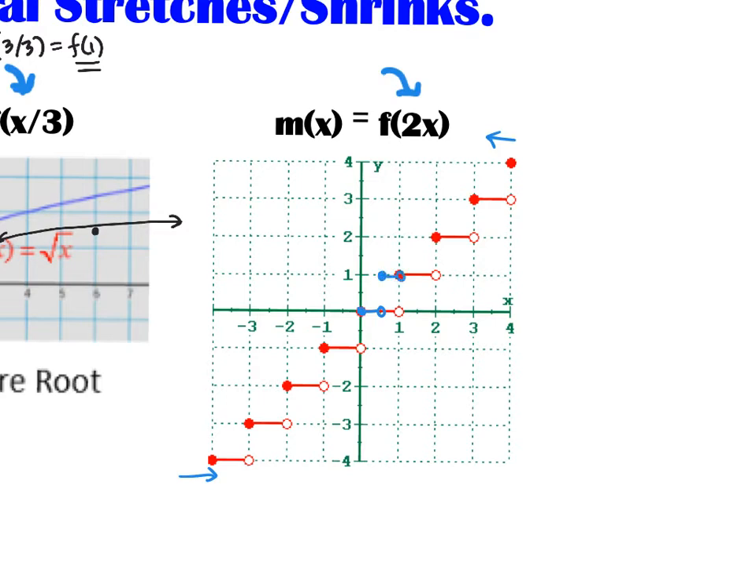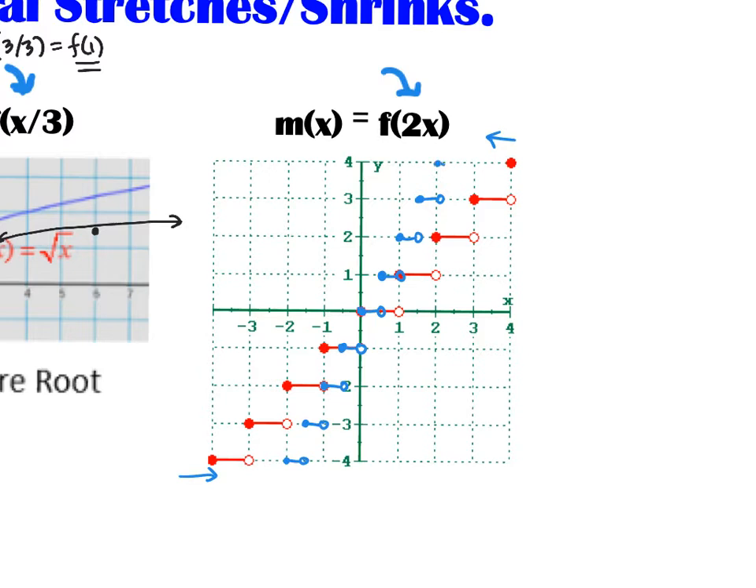So ignore the red function for a second. Here we go. Kind of like that. It's compressing everything in, and giving us this compressed function.